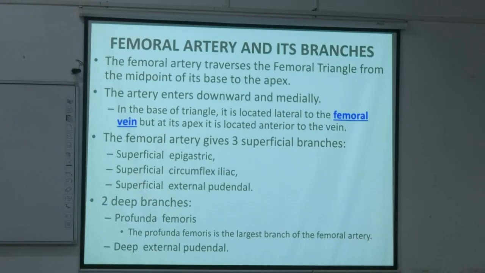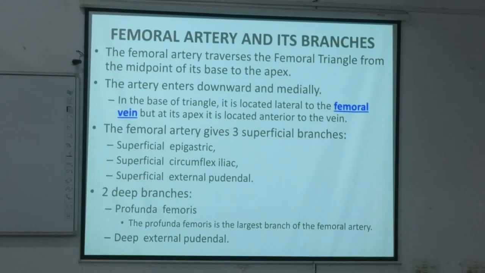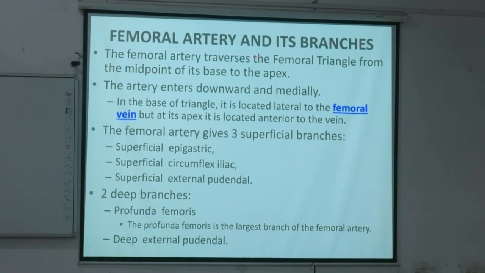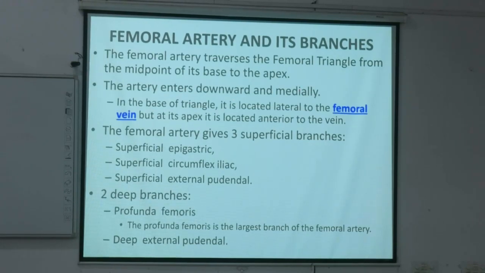So now we will discuss the individual contents in detail. So the femoral artery and its branches. The femoral artery traverses the femoral triangle from the midpoint of its base to the apex of the triangle. The artery runs downward and medially. At the base of the triangle, it is located lateral to the femoral vein, but near the apex it is located anterior to the vein. One crossing occurs between these vessels and the nerve.